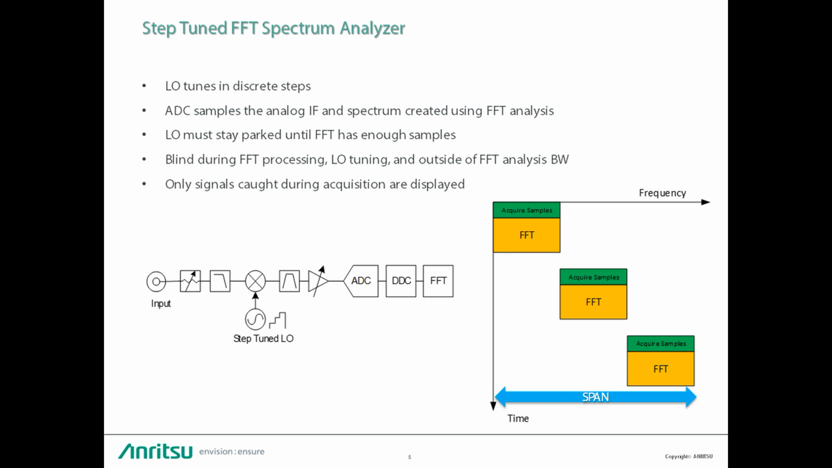Modern step-tuned FFT spectrum analyzers have a local oscillator that needs to be tuned in discrete steps in order for the spectrum analyzer to go across the frequency band from frequency 1 to frequency X that needs to be swept. However, in order to get meaningful measurements, the local oscillator must stay parked until the FFT has enough samples. This is what is represented on this drawing, where 3 stops are considered. The time it takes to acquire samples is really fast, but then the FFT needs to be processed, and as long as the FFT is not finished, it cannot go to the next step.